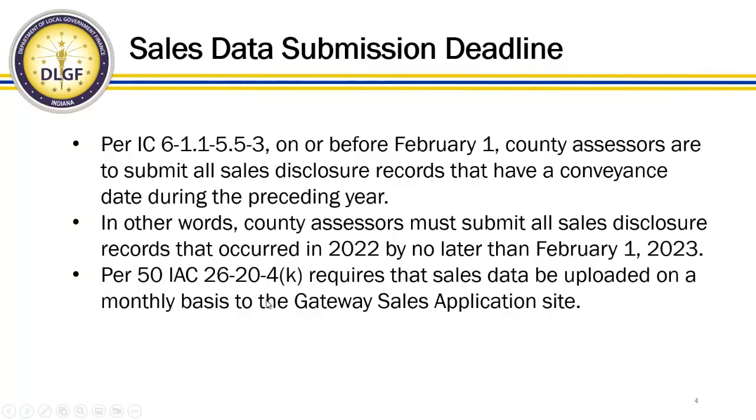There is a pretty hard deadline though for when all of that data has to be in, so we can begin our compliance checks. And this is in the Indiana Code, so this is law: 6-1.1-5.5-3 says that on or before February 1st, county assessors are to submit all sales disclosure records that have a conveyance date during the preceding year. In other words, we have to make sure that we have everything by February 1st of 2023 for every sale that occurred in 2022. That helps us keep things moving and makes sure that we are set up well for the ratio studies that the assessment team does.